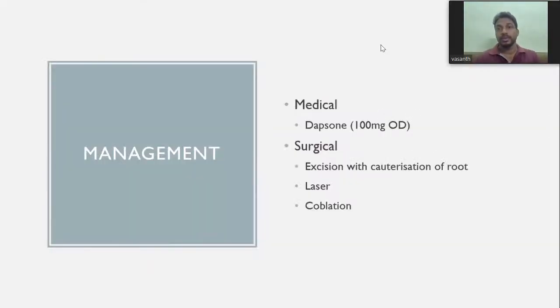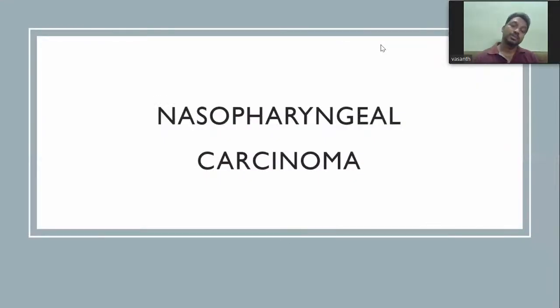Medically, you can give dapsone 100 milligram OD for 6 months. They have tried that, and surgically, surgery is the treatment of choice, where you excise the rhinosporidiosis with cauterization of the root. You can use a laser, you can use coblation, and recurrence is very, very common in rhinosporidiosis. The other unlucky question, I would say, is nasopharyngeal carcinoma.